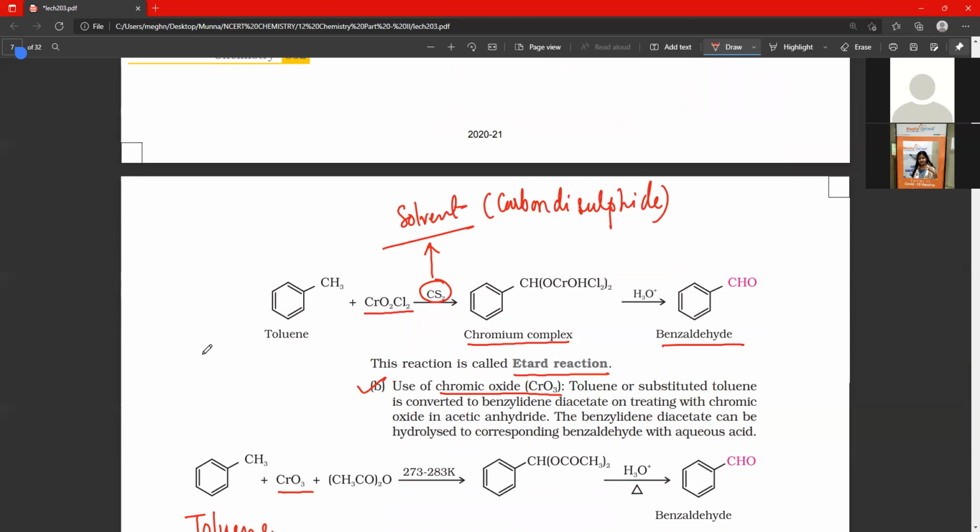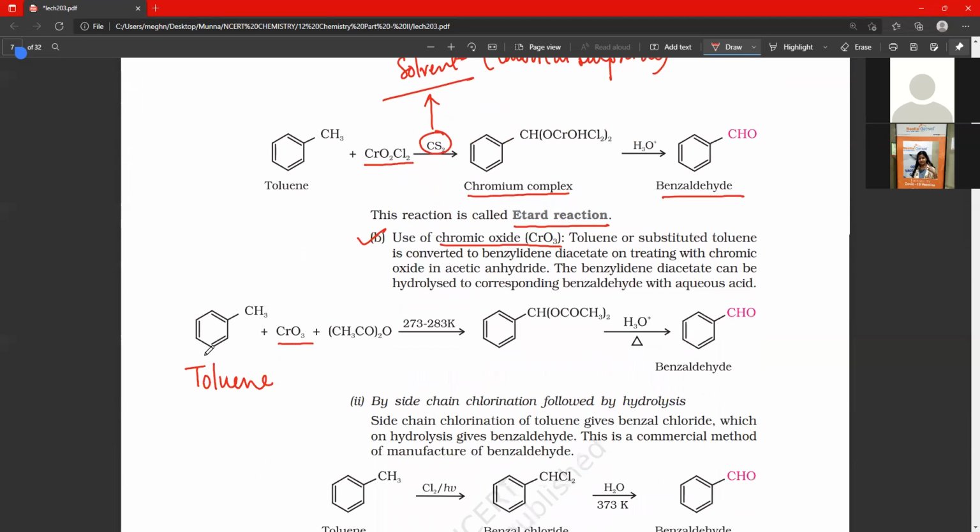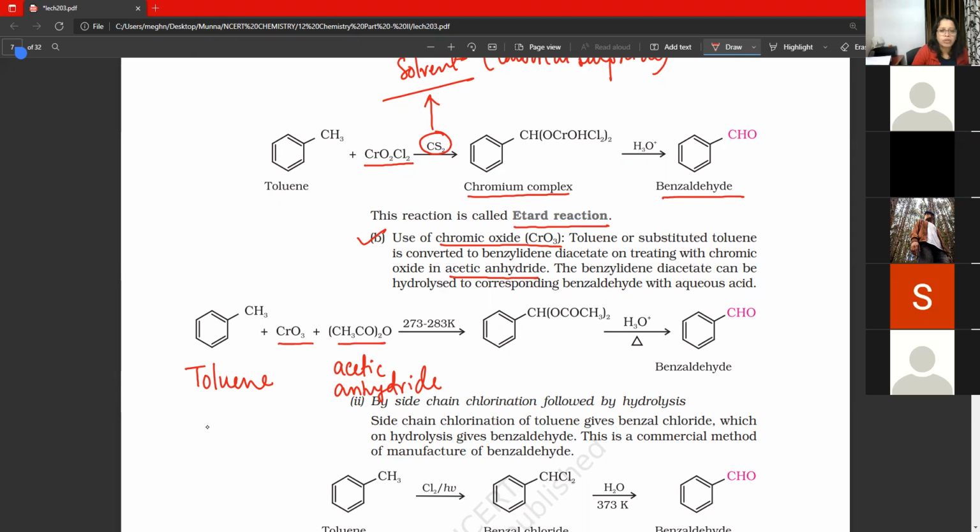Now it's written, Rupa. Yes, ma'am. Okay. Similarly, this was done by Etard. Afterwards it was found that toluene, even if you treat it with chromium oxide, and now what is the solvent? Solvent is acetic anhydride. When treated at a little lower temperature, 273 to 283 K, same thing, we are going to get a chromium complex followed by benzaldehyde.